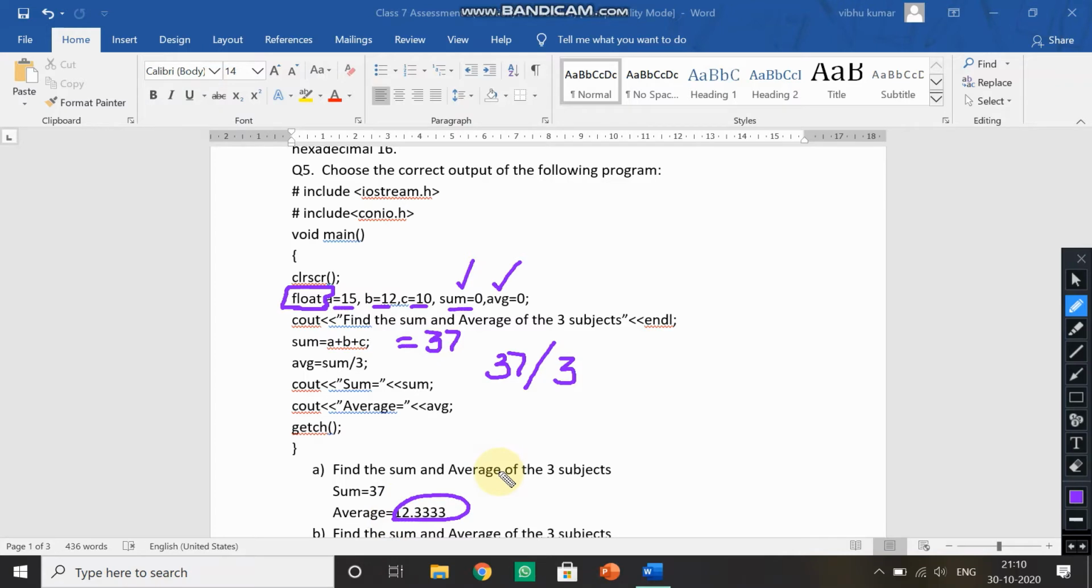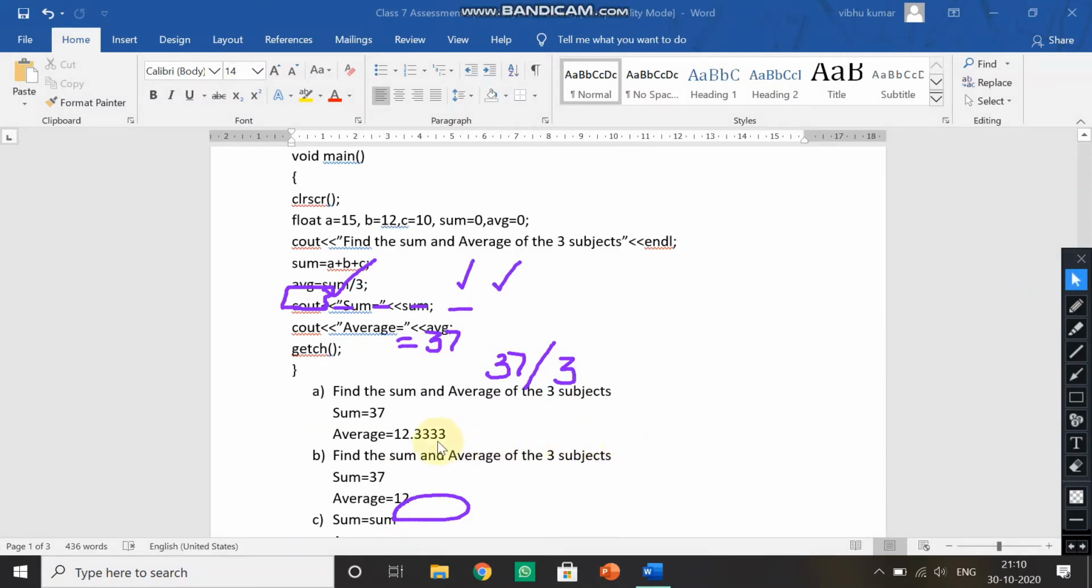So the answer will come as 12.33. Why? Because the data type is float, so it will calculate in decimal points. The answer will be represented in decimal points. If here you take int, then the whole value will come as 12. So the correct answer is here, this A.